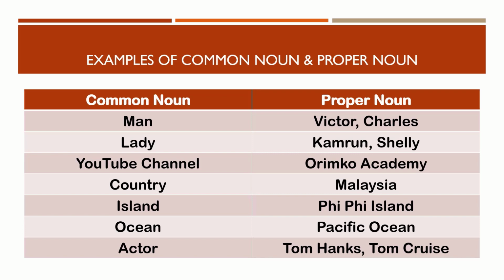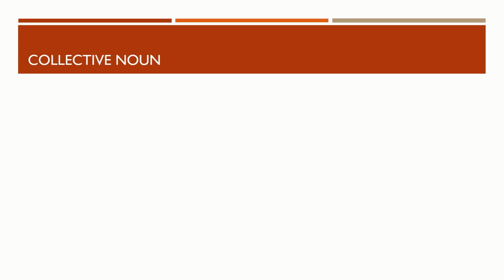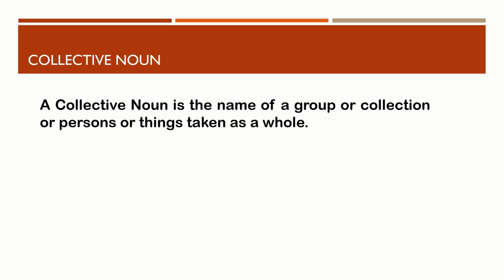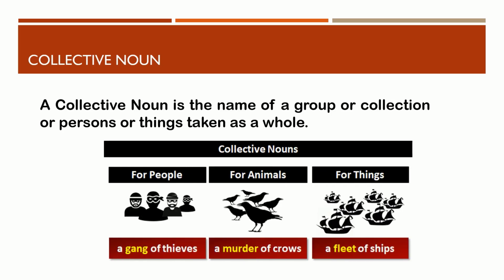Now, a collective noun. A collective noun is a name of a group or collection of persons or things taken as a whole. For example, a gang of thieves, a murder of crows. Please note that a murder of crows means a group of crows. You can be 100% assured that no animal was harmed while making this video.